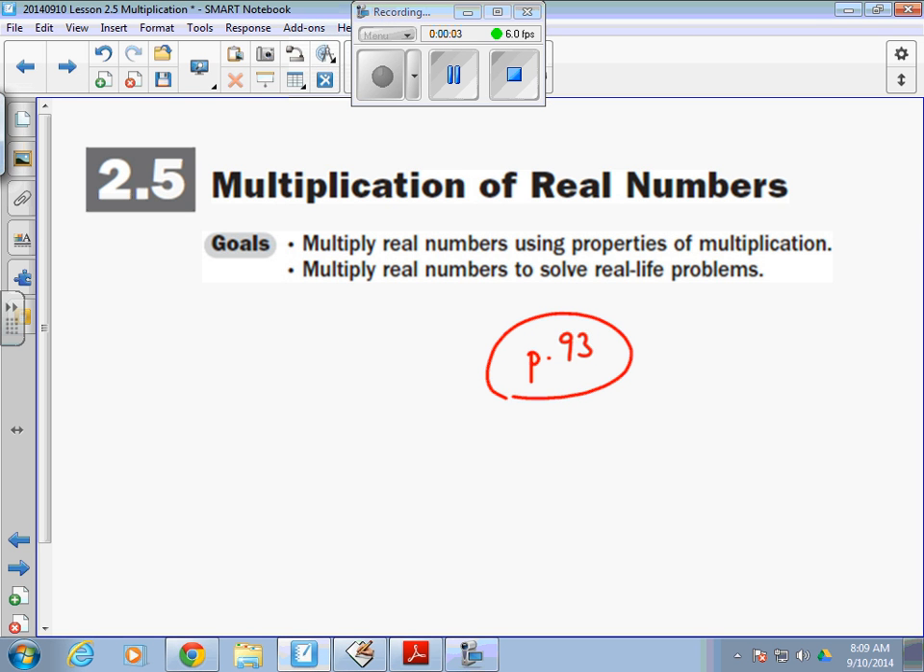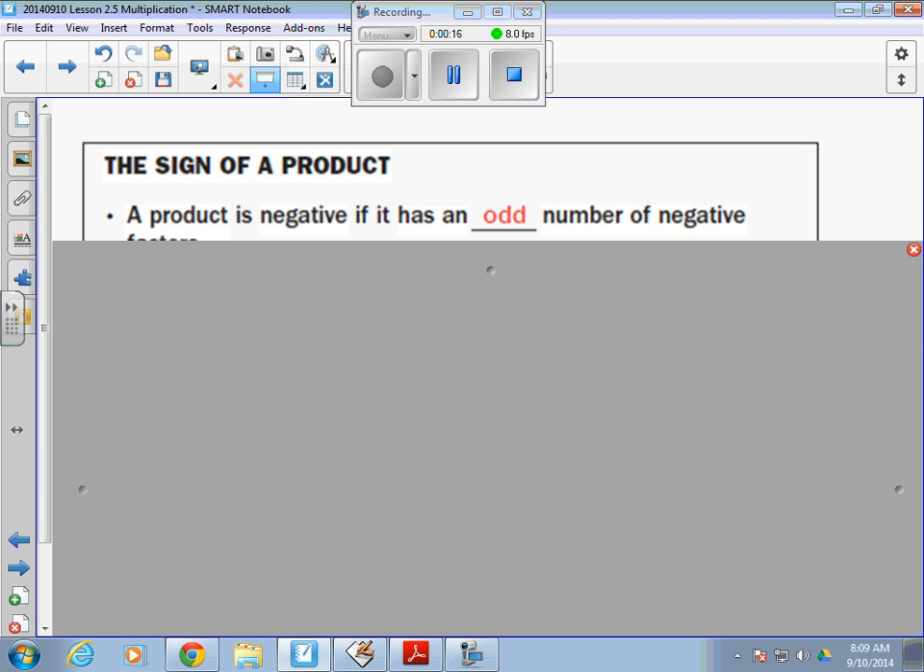Hey, this is Algebra 1, Section 2.5, multiplication of real numbers. A couple of goals we have: multiplying real numbers using properties of multiplication, and we're going to look at some real life examples. On page 93 is where it begins in the text.